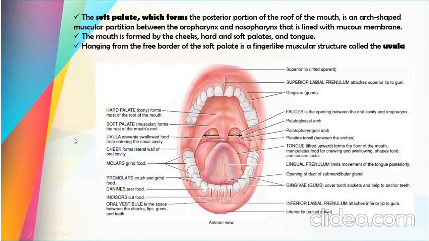Now see in the diagram, here is the hard palate, which is bony and forms most of the roof of the mouth. Next are the soft palate, which is muscular and forms the rest of the mouth roof. The uvula prevents swallowed food from entering the nasal cavity. Now see, this is the uvula. Next is the cheeks, which form the lateral wall of the oral cavity. These are the molars, premolars, canines, and incisors. These are the teeth.